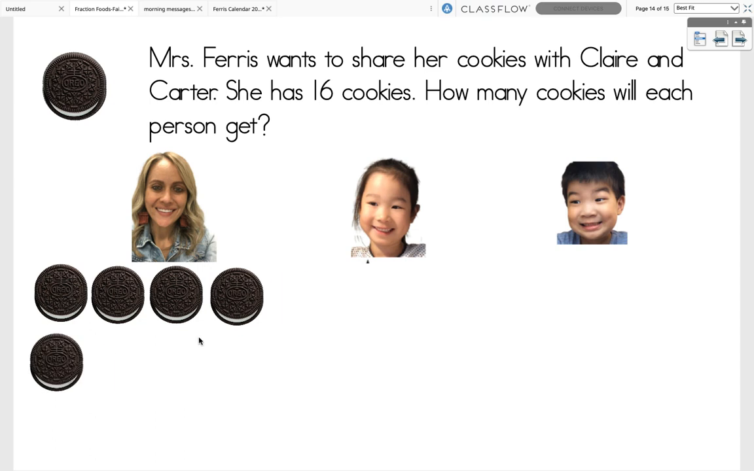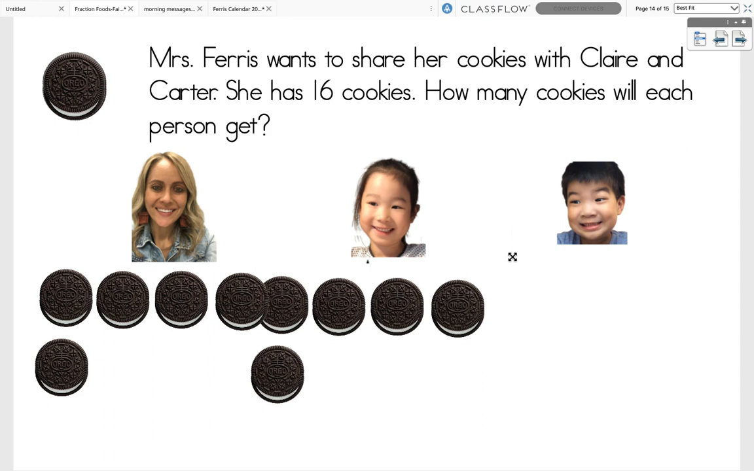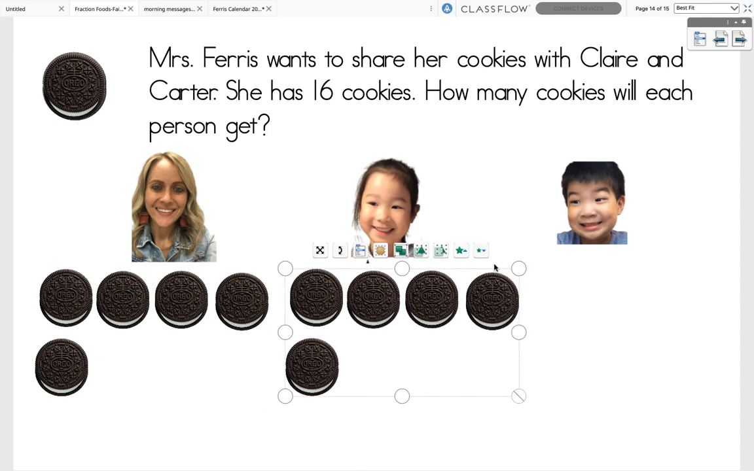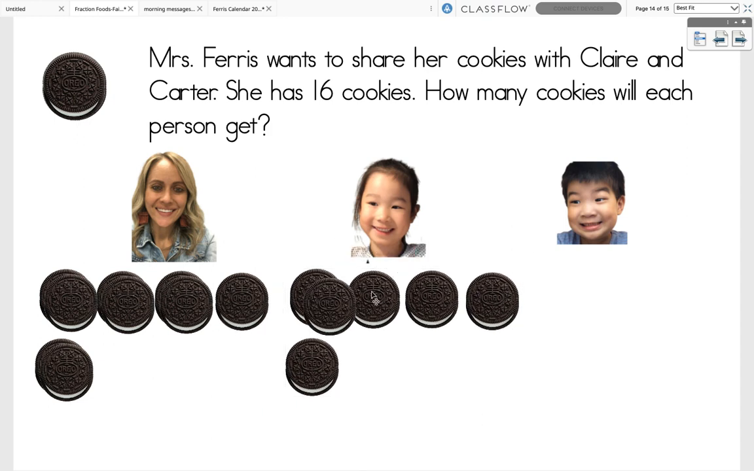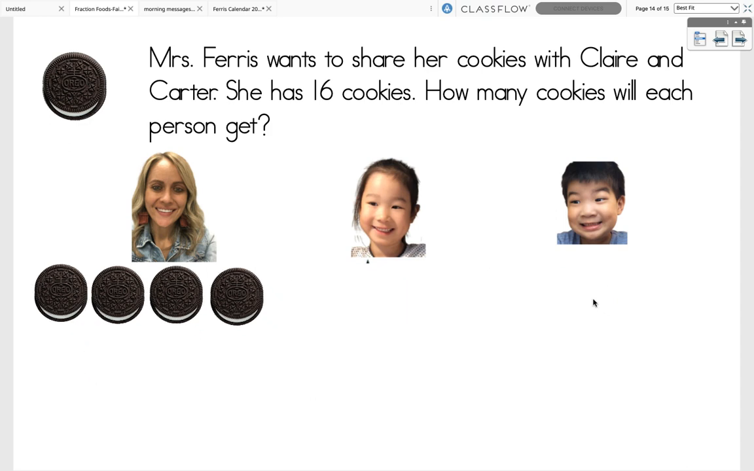So if Mrs. Ferris gets 5, 1, 2, 3, 4, 5, since I know I have a number that's not one that I can count by 5, but I know that might help make this problem a little bit shorter for me. And in fact, my Oreos are just too big. I'm going to redo this just a little bit so that my Oreos are a little smaller for you.